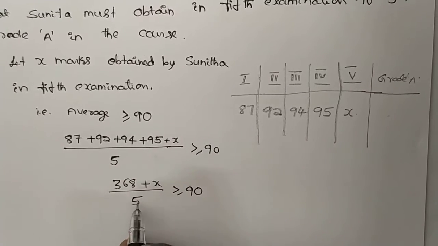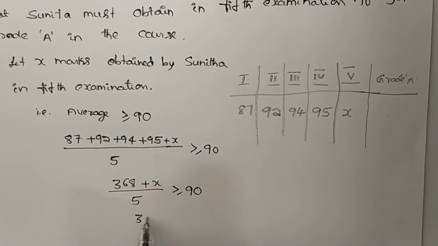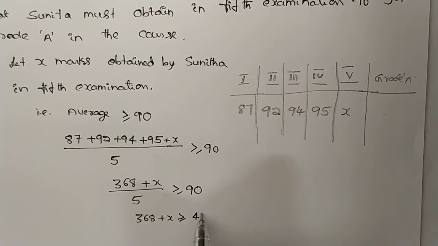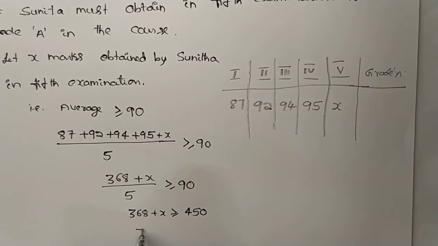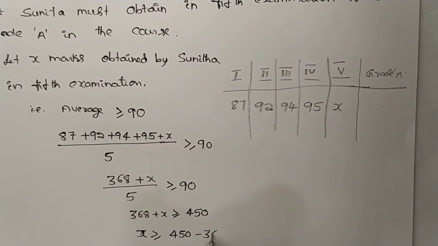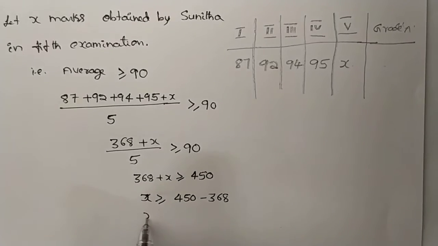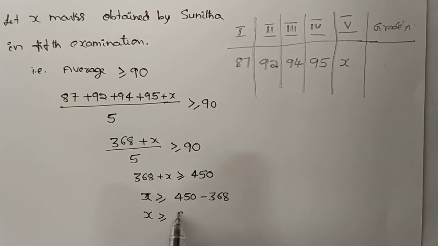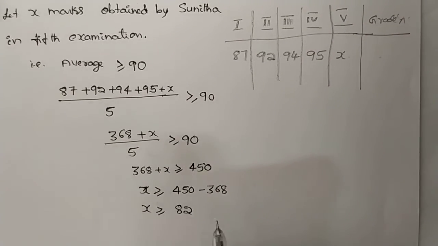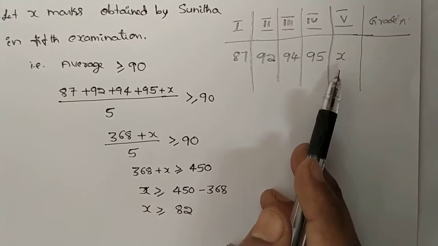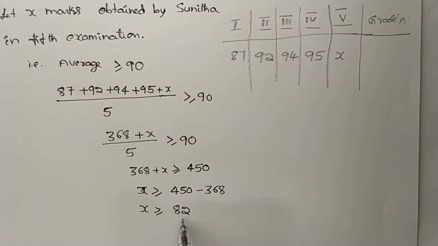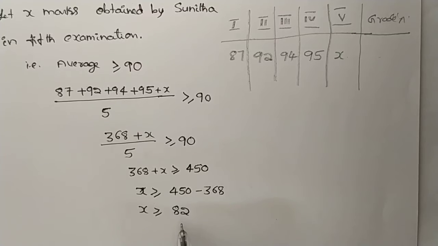Now you just solve this inequality. 5 into 90 is how much? 368 plus x is greater than or equal to 5 into 90, that is 450. Then x is greater than or equal to 450 minus 368, which is 82. Therefore, Sunita must obtain 82 or more marks in 5th examination to have an average of 90 marks.